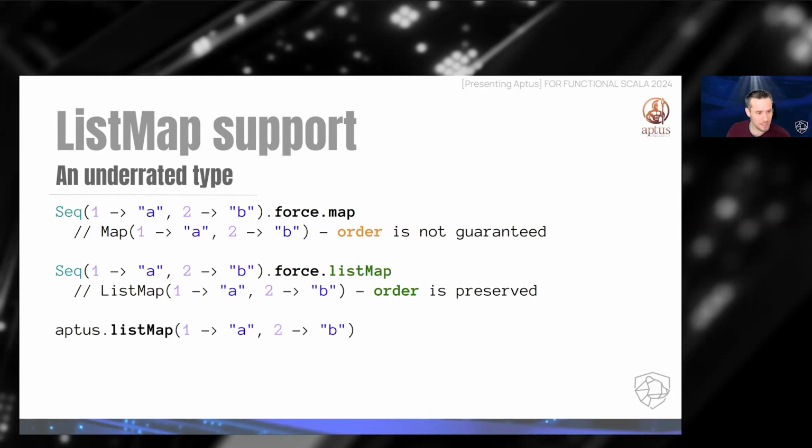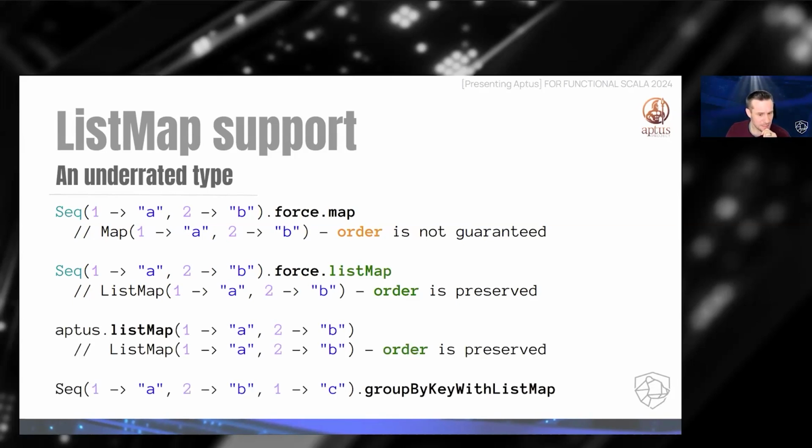Aptus gives you a construct to build it because I don't believe that there's an easy one built in. And all the operations we saw earlier, like that are group-like, come with a ListMap version as well.